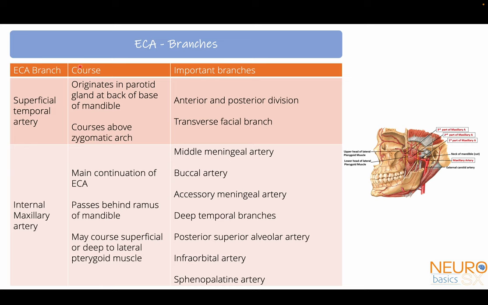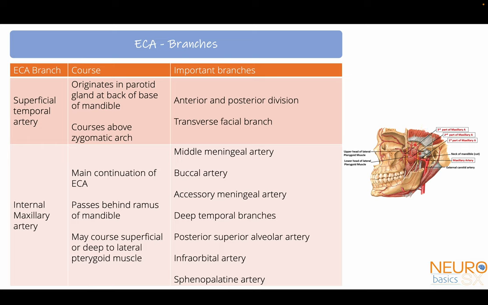There are two terminal branches of the ECA, the superficial temporal artery and the internal maxillary artery. The superficial temporal artery is one of the most important branches of the ECA when it comes to neurosurgery, because it's very important for bypass. It originates in the parotid gland, at the back of the base of the mandible. A very important way to identify it is that it will form a loop, or arch, over the zygomatic arch. You can use that curve to identify the superficial temporal artery. After it goes over the zygomatic arch, it will go up, be highly tortuous, and form an anterior and a posterior division.